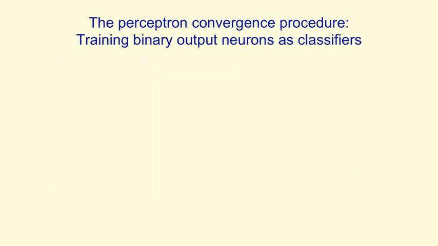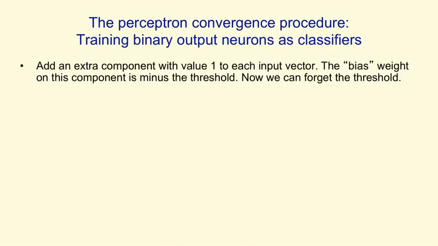So here's the very powerful learning procedure for perceptrons, and it's a learning procedure that's guaranteed to work, which is a nice property to have. Of course, you have to look at the small print later about why that guarantee isn't quite as good as you think it is. So we first add this extra component with a value of 1 to every input vector. Now we can forget about the biases.